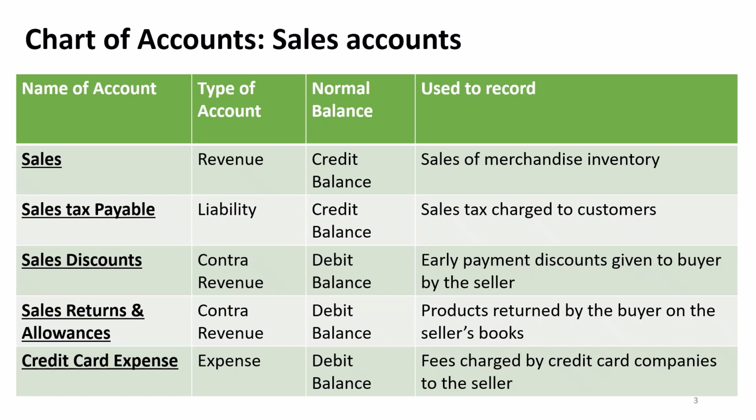I briefly mentioned that we need a different chart of accounts, and there are 5 new accounts that we'll be using to record merchandising sales transactions. There are sales, sales tax payable, sales discounts, sales returns and allowances, and credit card expense. The sales account is the primary revenue account for a merchandising company. This account is a revenue account and has a normal credit balance.